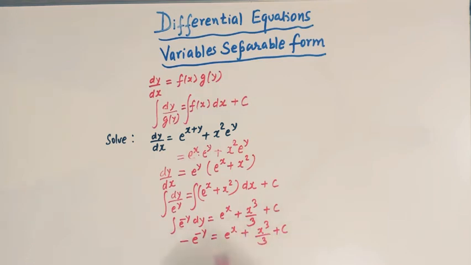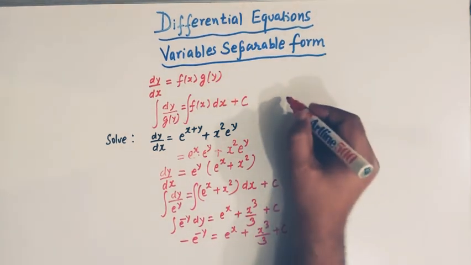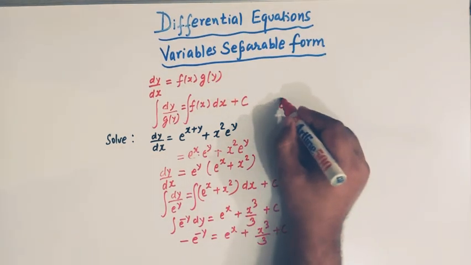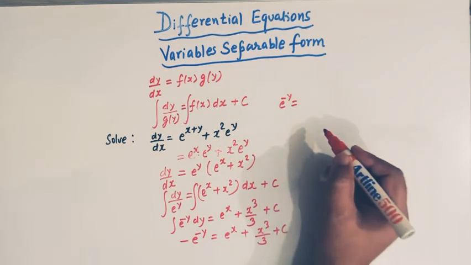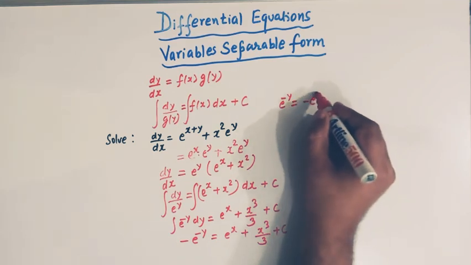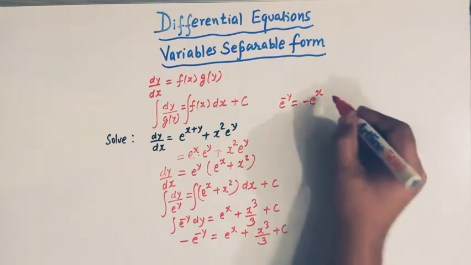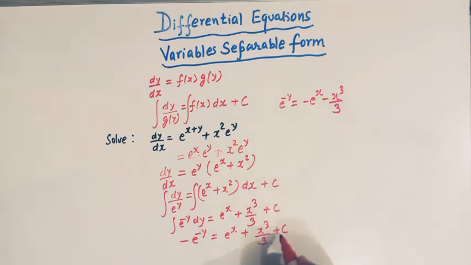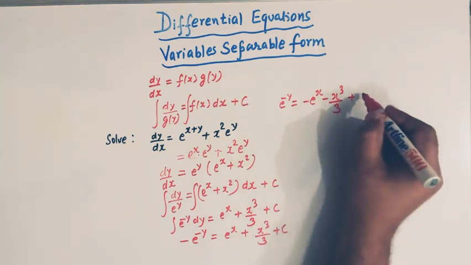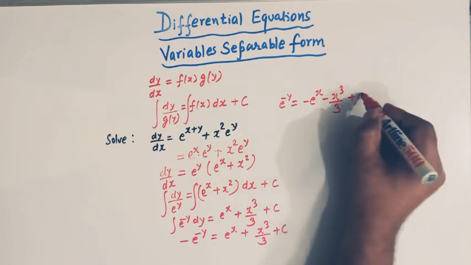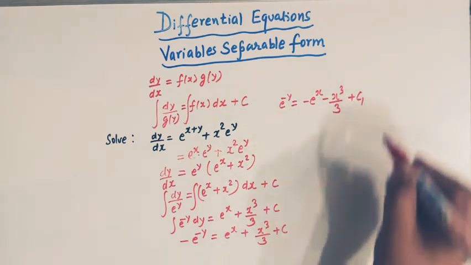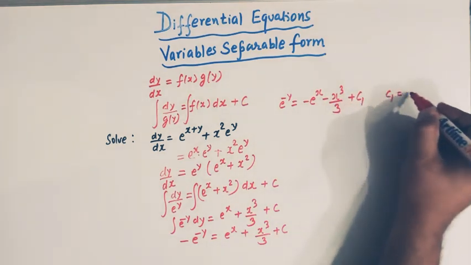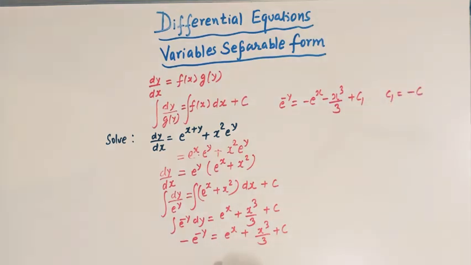Now if we take this negative sign to this side, we can also express it like this: e raised to minus y equals minus e raised to x minus x cube over 3, and here we will have minus c, which can be replaced by some other constant c1, where c1 is minus c, right?